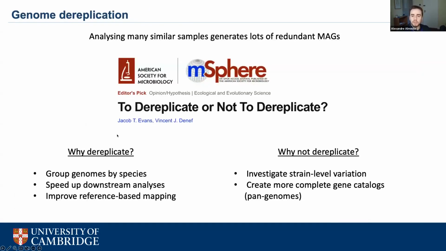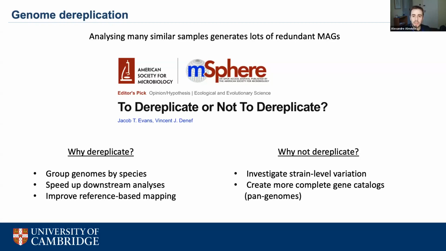So in any of these MAG studies, you're going to reach a point where you generate all these MAGs for your samples, and at the end, you're going to have a pile of hundreds or thousands of MAGs to work with. And then the question that you're going to ask is, should I de-replicate? Should I remove redundancy among our MAGs or not?